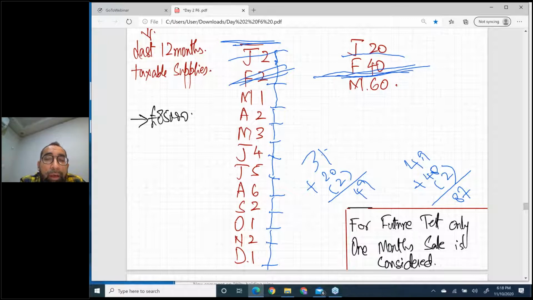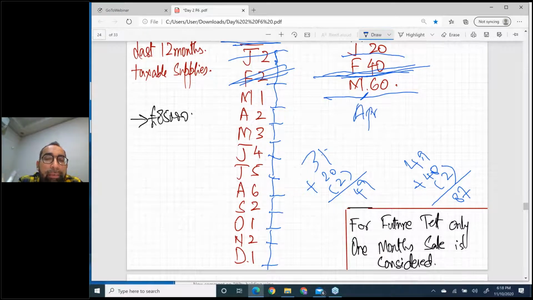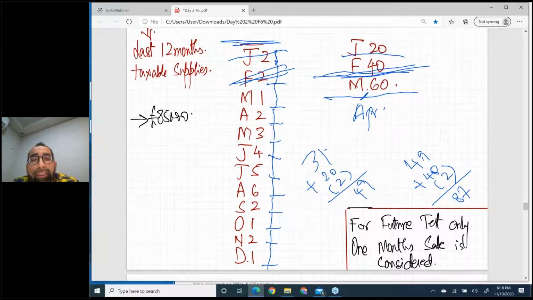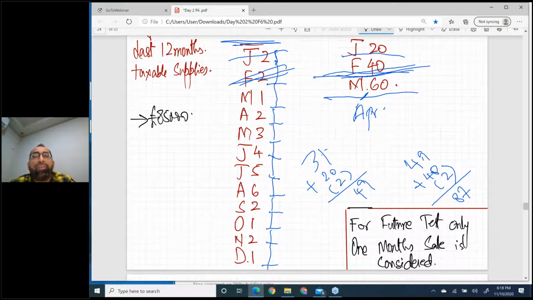At the end of Feb, now he has 1 month to apply. That means the whole of March. He has to apply for registration to the tax department by the end of March, and the tax department will make him an active registered person from 1st April.